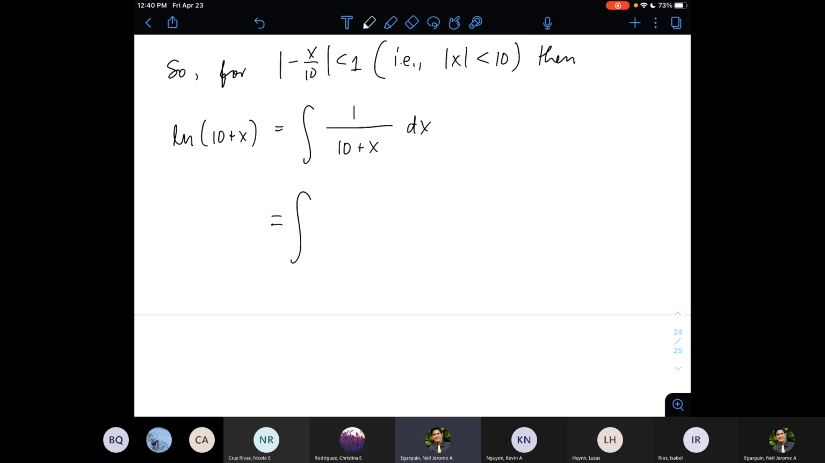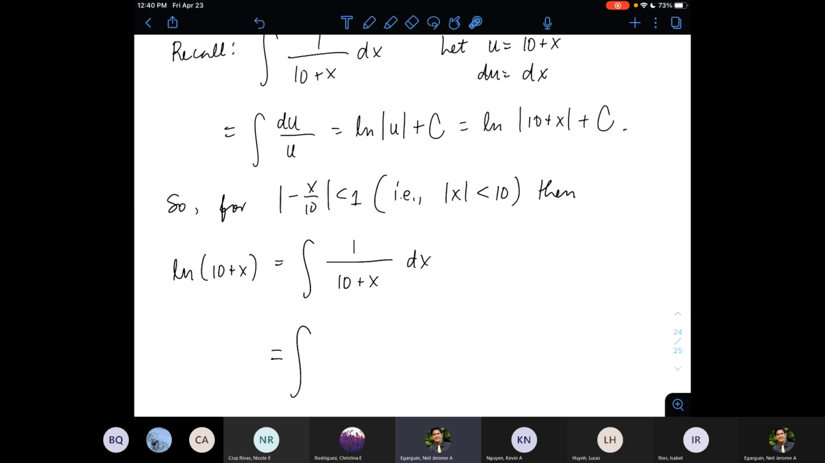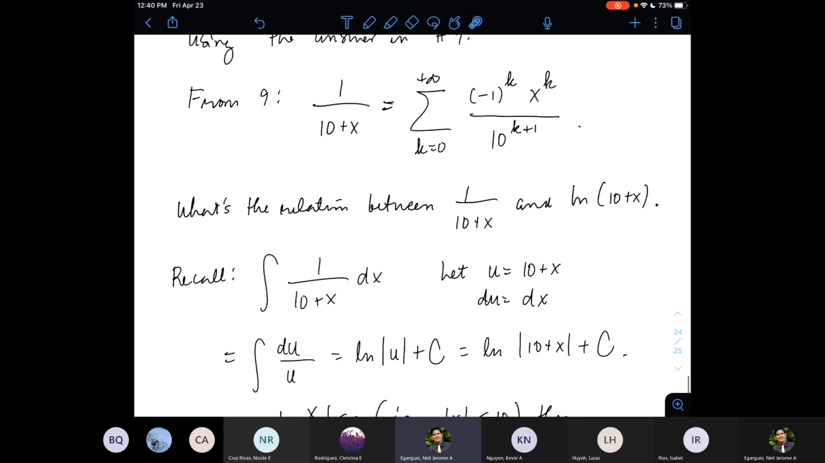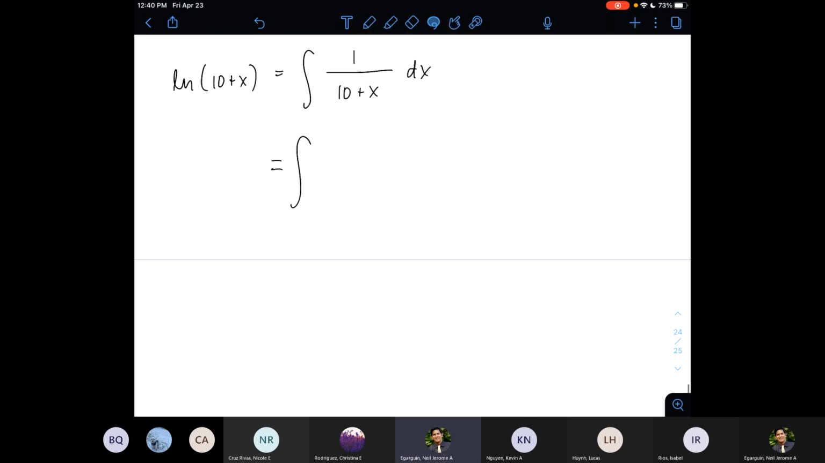From problem 9, we already found a series expansion for this guy. So I can replace 1 over 10 plus x by its series expansion. So I'll copy this. So this guy will be inside the integral, everything multiplied by dx. All right. So what happened? I just replaced 1 over 10 plus x by its series representation. Okay. But what's the beauty of doing that?